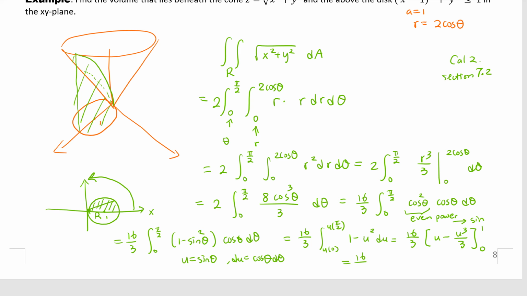So we plug in 1, we get 1 minus 1 over 3. When we plug in 0, it's all 0. 1 minus 1 over 3 is 2/3. So this is 16/3 times 2/3, which is 32 over 9. Okay, so this is the final answer. So far, so good, everybody?